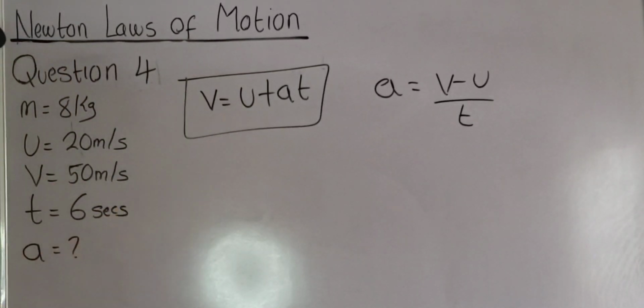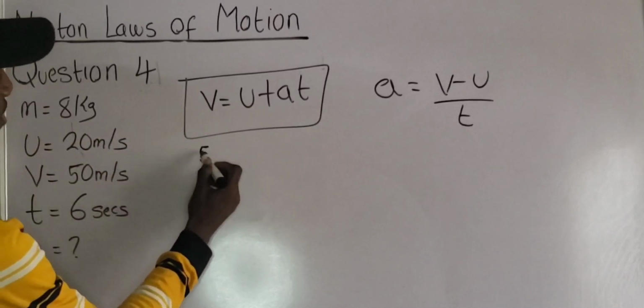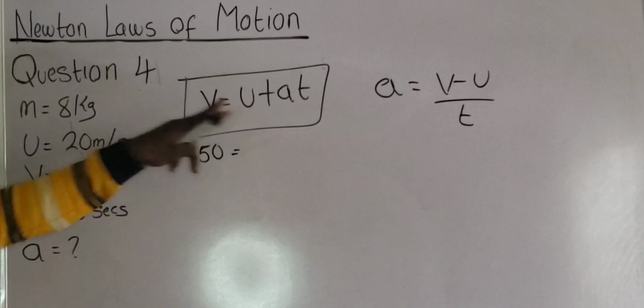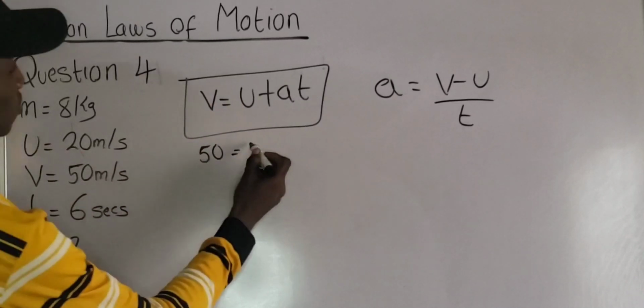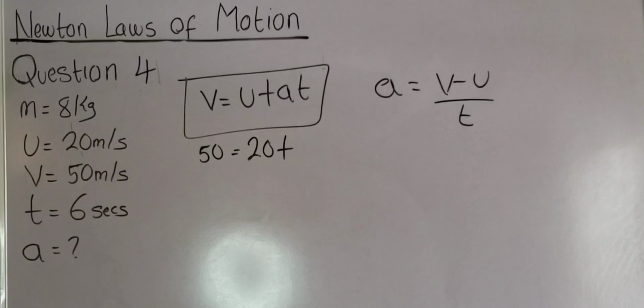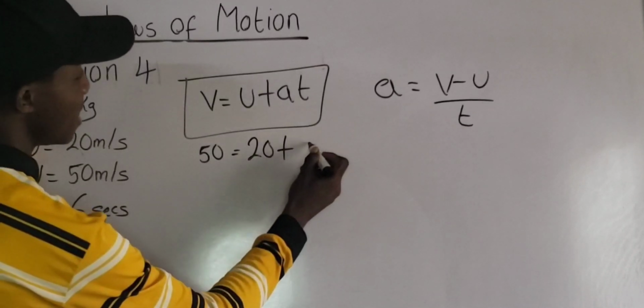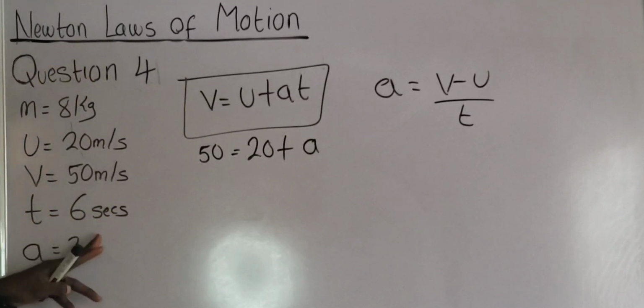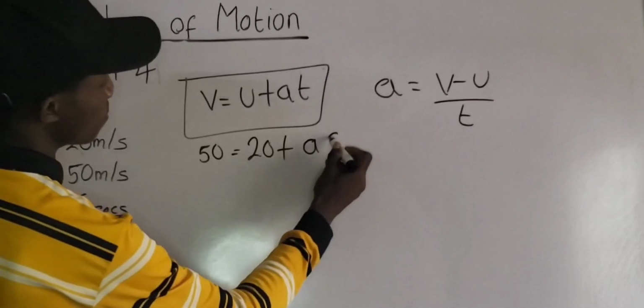Let's use this. We have v as 50 meters per second, so I'm going to have 50 equals u, and u is 20 meters per second. So 50 equals 20 plus a, where a is the parameter that I'm looking for, multiplied by time. Time is 6 seconds. So I'm going to put 6.